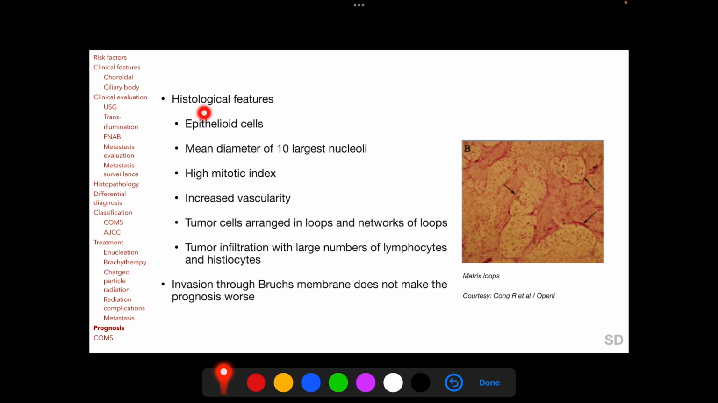Histopathological features which also determine the future risk of metastasis include a predominance of epithelioid cells, an increased mean diameter of 10 largest nucleoli, a high mitotic index, increased vascularity of the tumor, tumor cells arranged in loops and networks of loops as seen here in this photograph, and tumor infiltration with large numbers of lymphocytes and histiocytes. However, invasion through Bruch's membrane does not worsen the prognosis for choroidal melanoma.